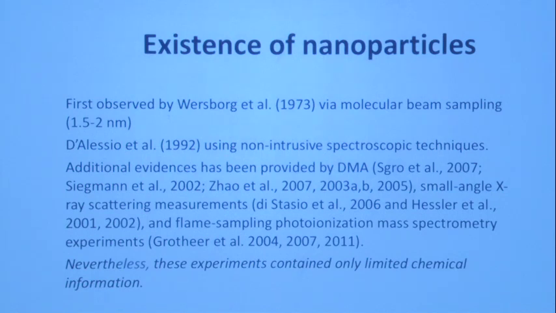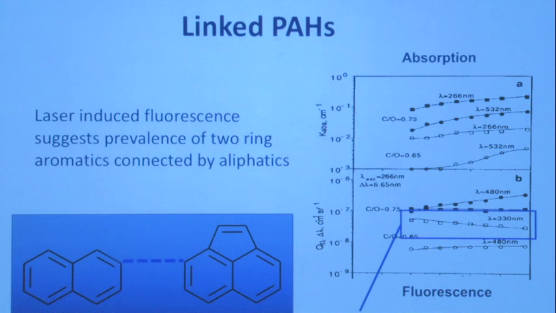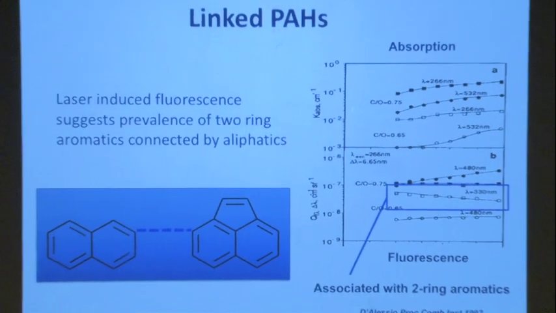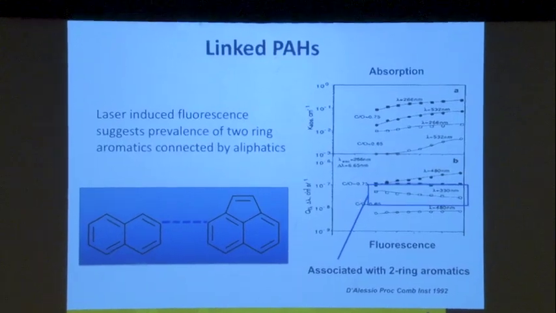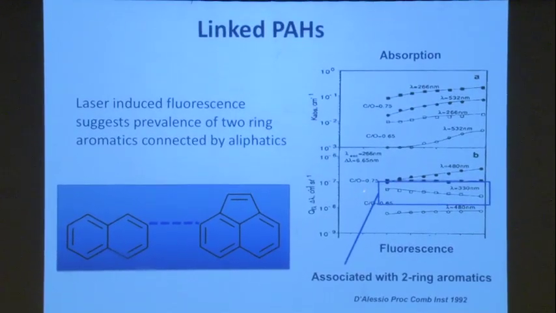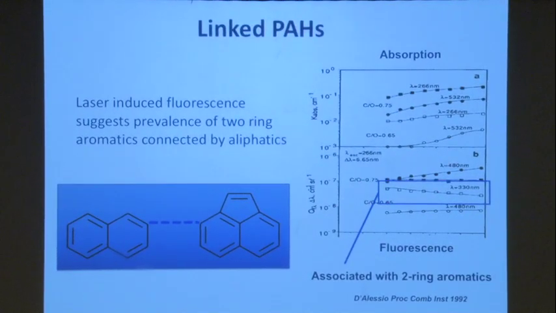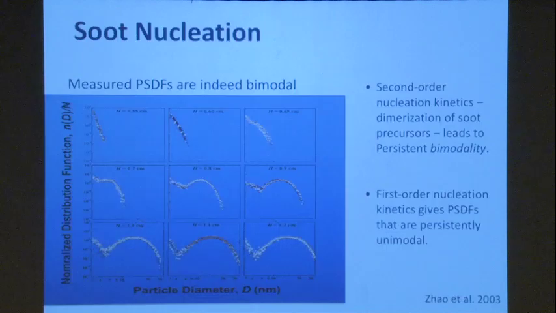First of all, through laser-induced fluorescence they understood that those nanoparticles had some aromatic islands, but they were linked by aliphatic things. Through fluorescence and absorption, what they could find is basically that there were these islands connected with aliphatic bonds in the system. So there was some information about the chemistry, but not much.